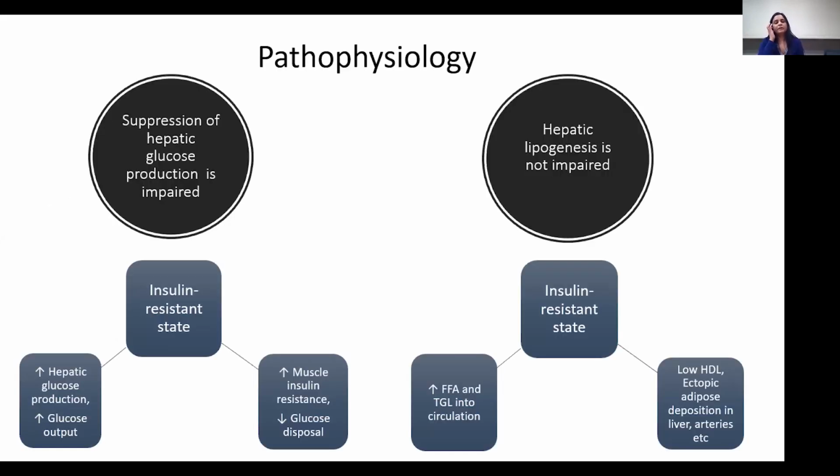So coming to the pathophysiology. We know that pathophysiology starts in childhood. I will go over it in the next few slides. There are two things happening, and both of them are happening in the liver. One is on the glucose metabolism, and the other one is on the lipid metabolism.